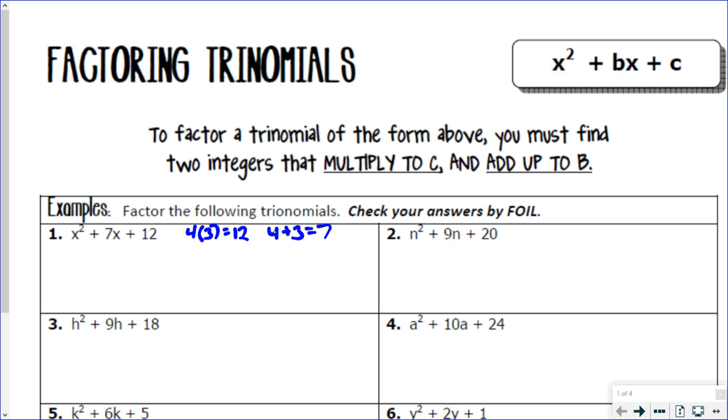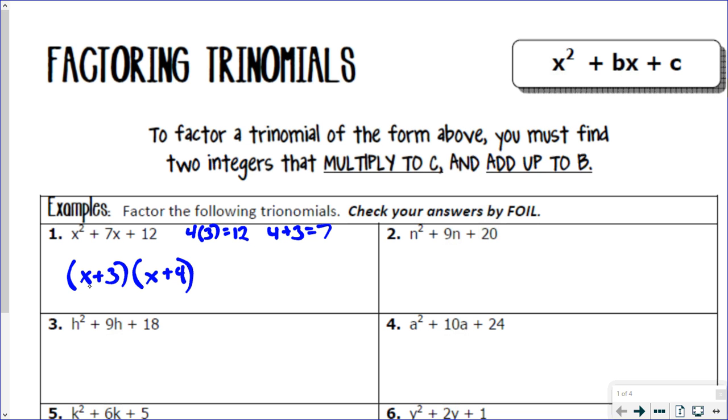So once you've found the two integers, the form of the factor is going to be like this: x plus 3 times x plus 4. And that's the answer. That's the factored form of this trinomial.